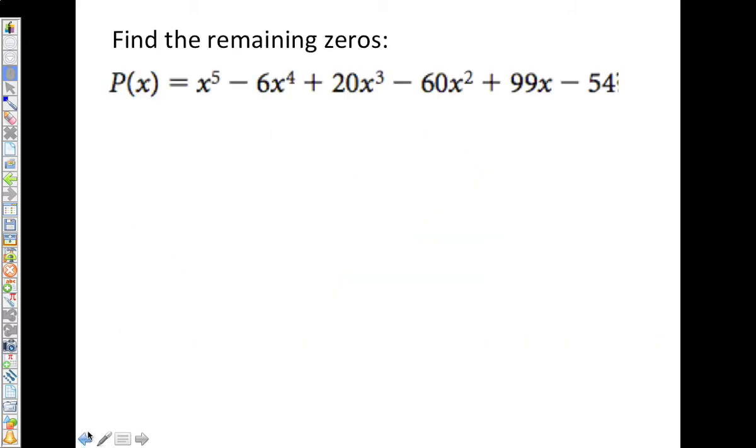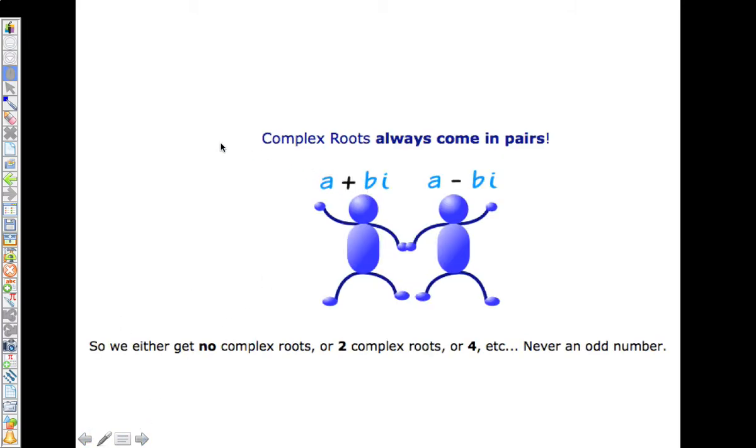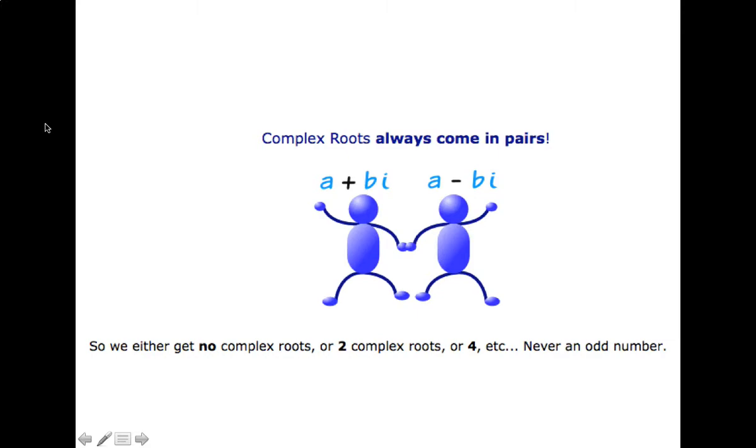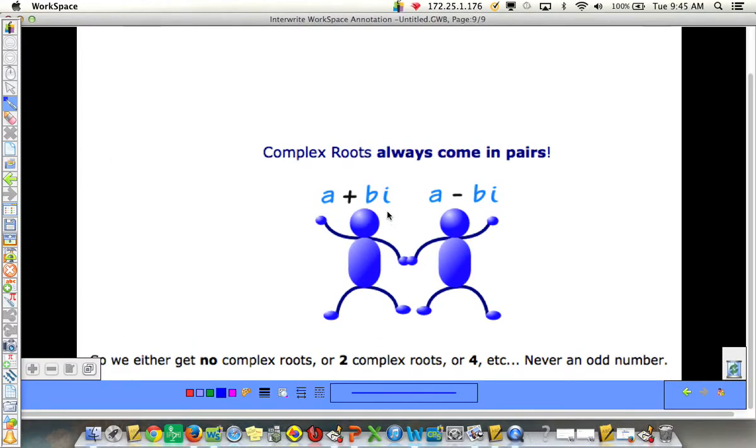Whoops, I missed a page. So notice complex roots will always come in pairs. In that last problem we had positive 3i and negative 3i. They're always conjugates of each other. A plus bi, a minus bi. They're called conjugates when they're in that form. So conjugate pairs. Okay, so you can either get no complex roots, 2 complex roots, 4 complex roots, never an odd number. They always come in pairs.